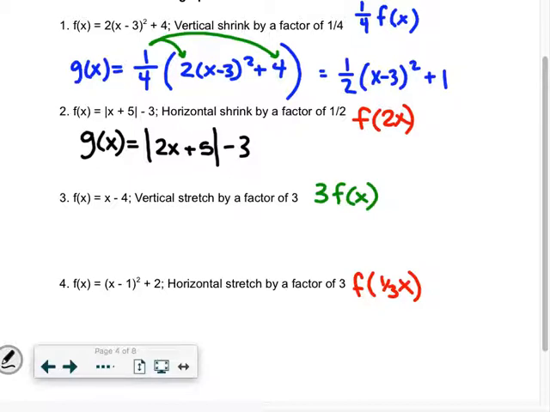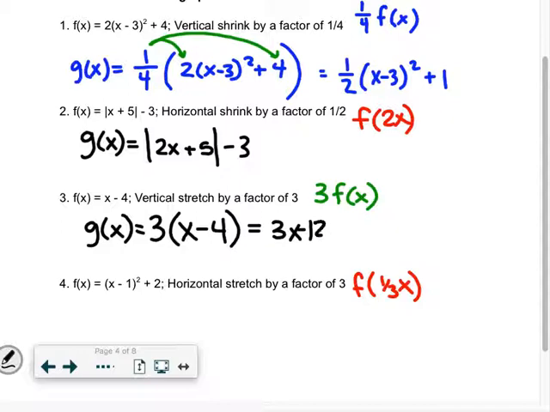When you're trying to do g of x here for number 3, you want to multiply the whole thing by 3, and the whole thing in math is parentheses, so the whole thing is x minus 4. If you can simplify, you should. And so we could distribute the 3 through x and 4, so we're going to get 3x minus 12. That's our new function.